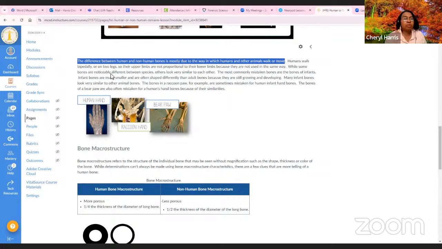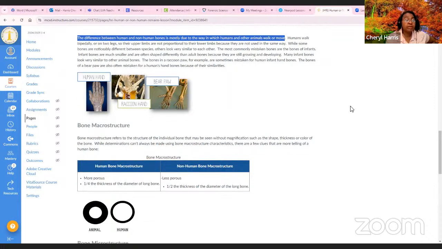All right. Well, some bones are noticeably different. Some are similar. And I'm summarizing because hopefully you have read this for yourself. Many infant bones may look similar to other small animals' bones, such as a raccoon paw, for example, and they've got these paws, hands down here, that have similarities. Okay. But still, again, you can tell while they may have 5 digits, they're longer because they grab things differently than we do.